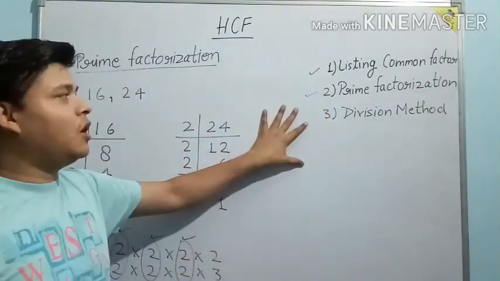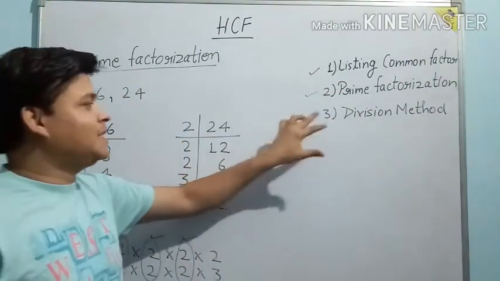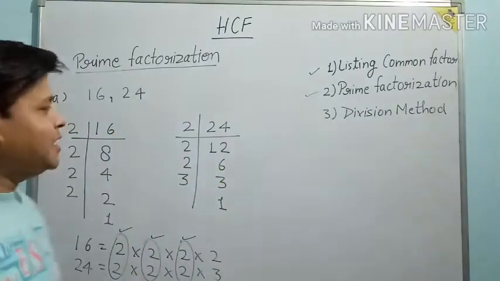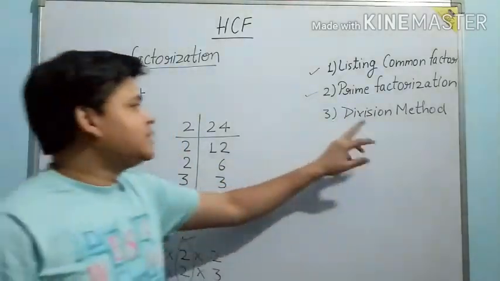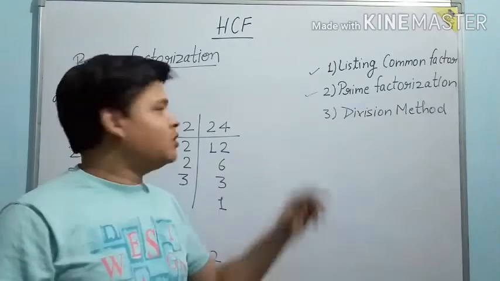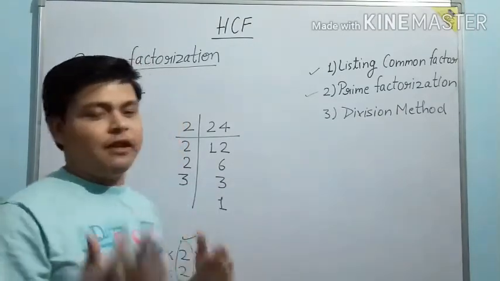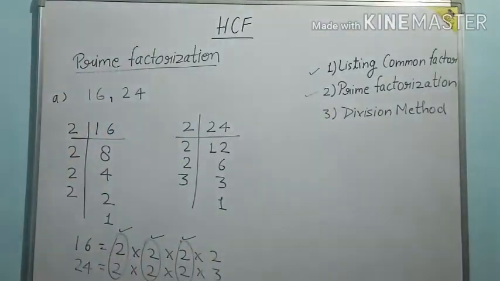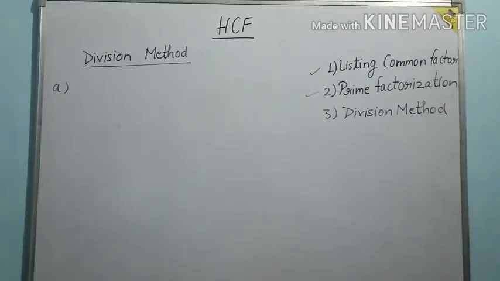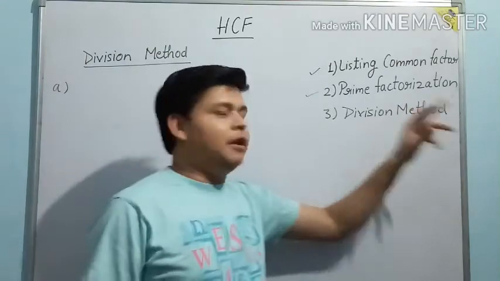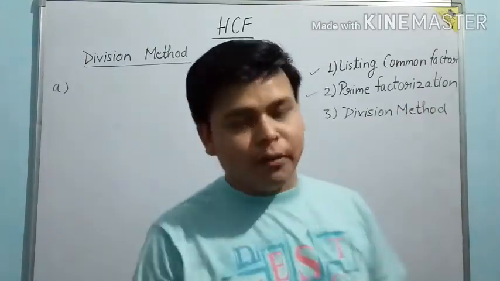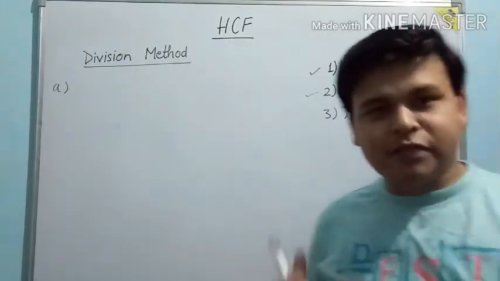So 2 methods we have understood. The next one is the division method. This is very simple and generally we use this method. We prefer this method because this is the easiest method according to me. Otherwise it's your choice, you can use any method. Now the last method is the division method. We all know very well how to divide numbers. The same we have to do in this method also.